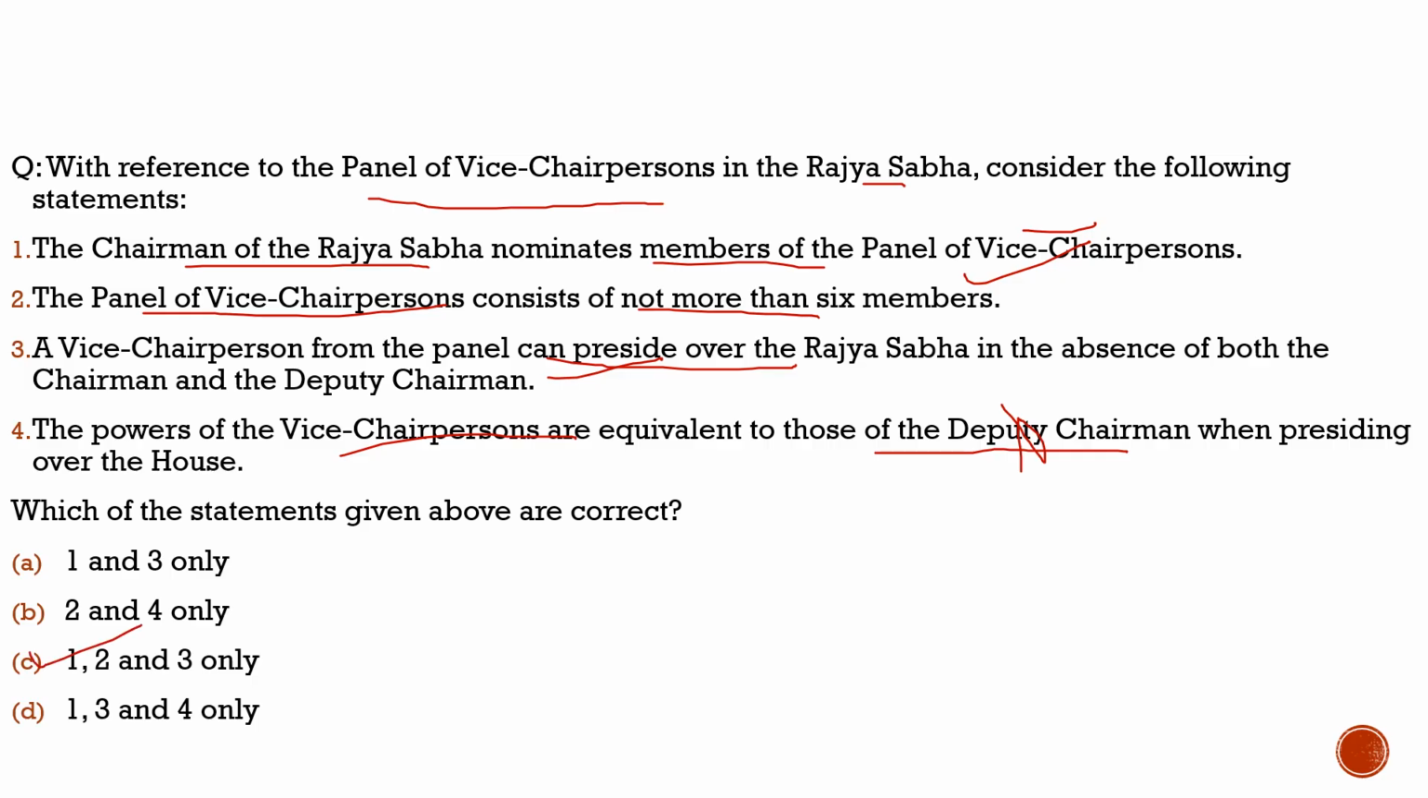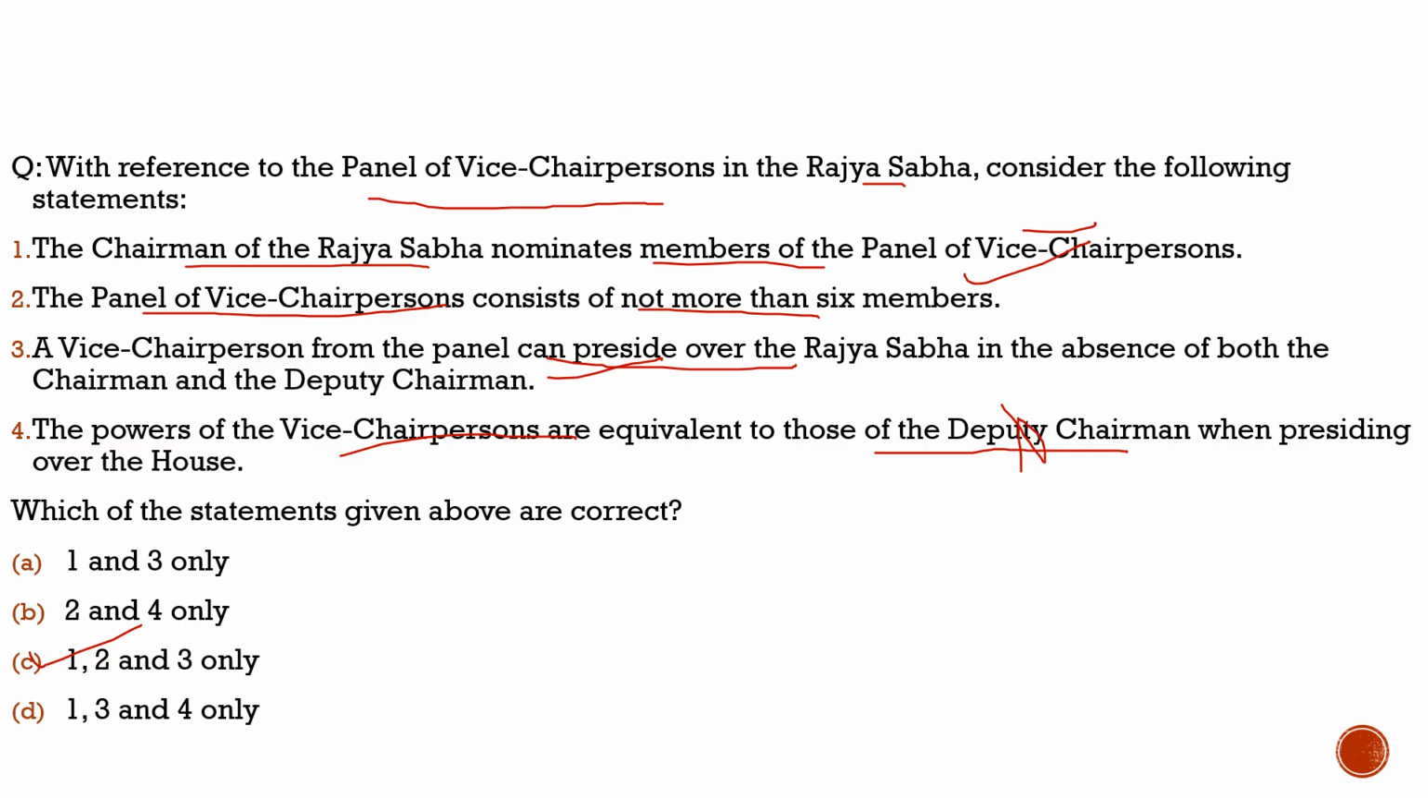So with this, I hope you had understood the panel of vice chairpersons. They enjoy the same powers when they are presiding over the house as enjoyed by the chairperson, and also they have the casting vote. They cannot vote initially, but they have the casting vote. Please remember these important points with respect to it.